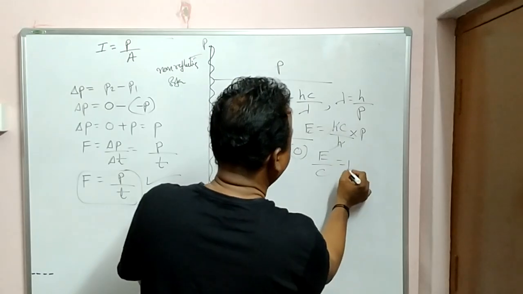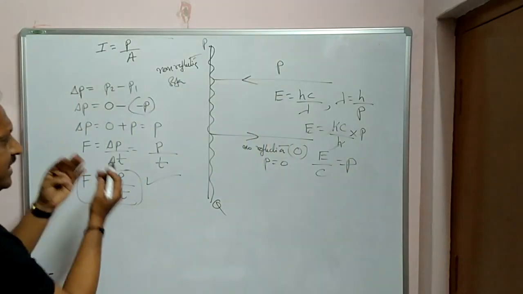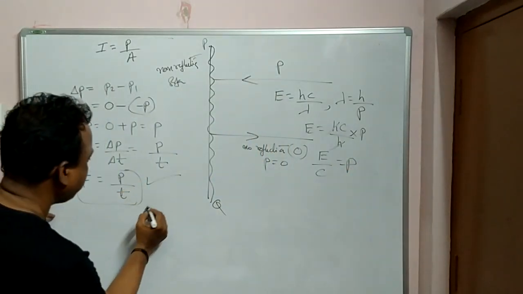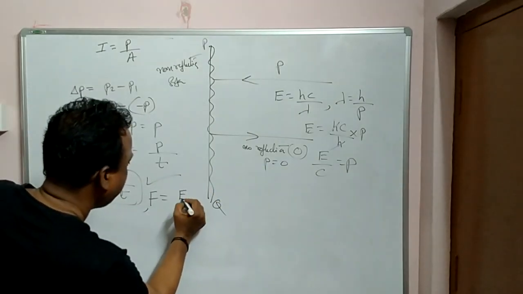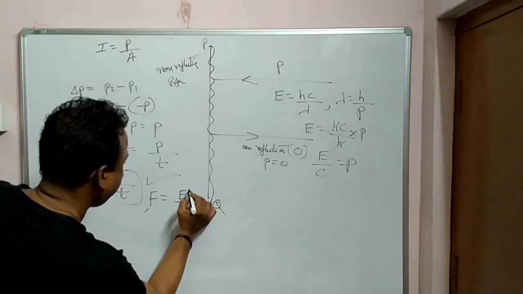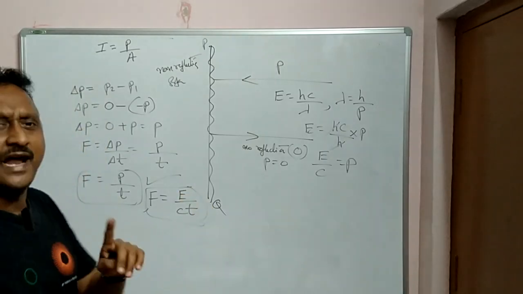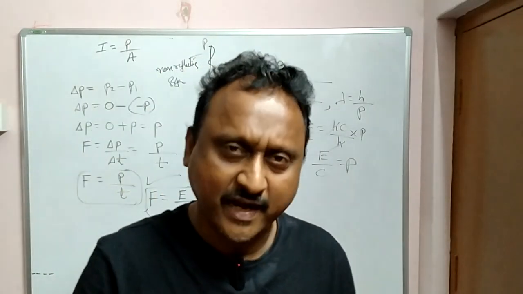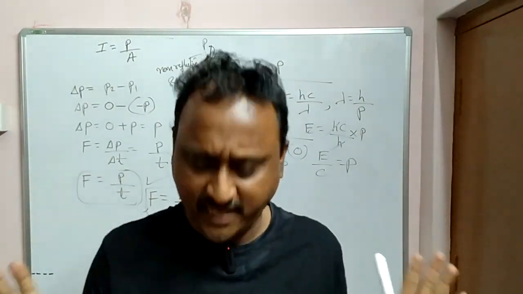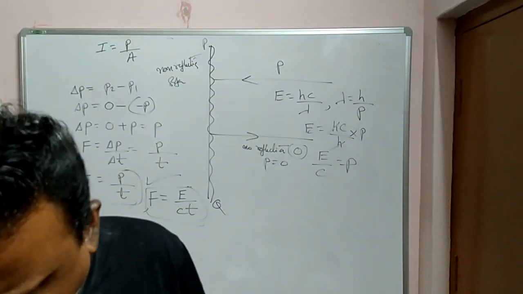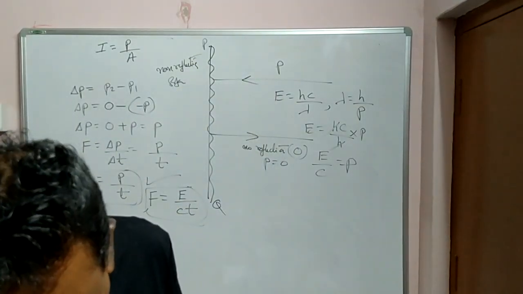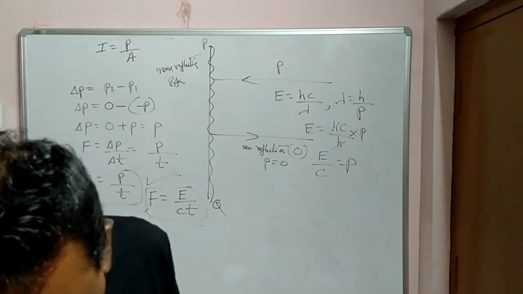E by C is equal to P. You can even use that formula here. So here you can use that formula, in place of P for average force, what is there? E by C into T. So these are the equations for reflecting and non-reflecting surfaces. And please make a note, these are very important from the examination point of view.